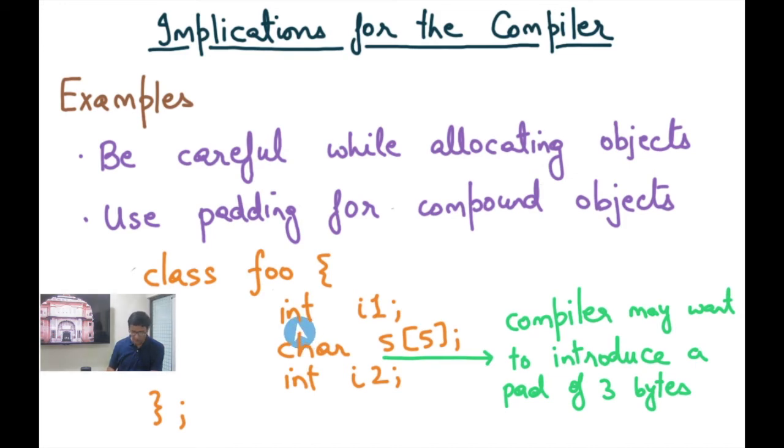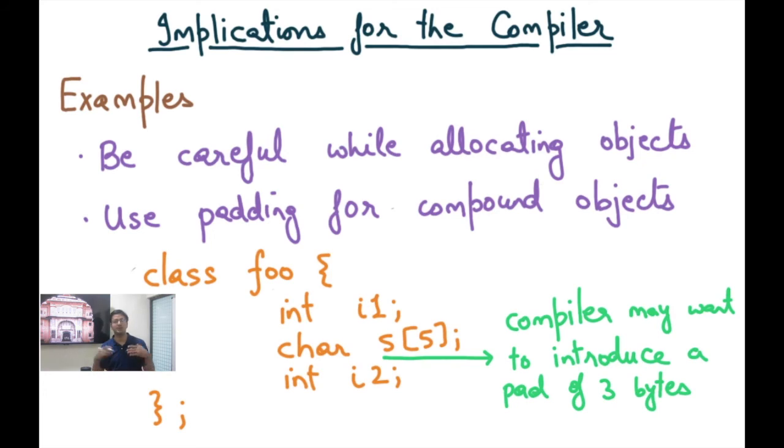So in C++, let's say I define a class foo. Let's say I have 3 fields in it: int I1, a character array S of 5 characters, and then integer I2. Now, the compiler knows that I1 and I2 are integers, and so it's very likely that in the code I'm going to access these variables I1 and I2 in one go.